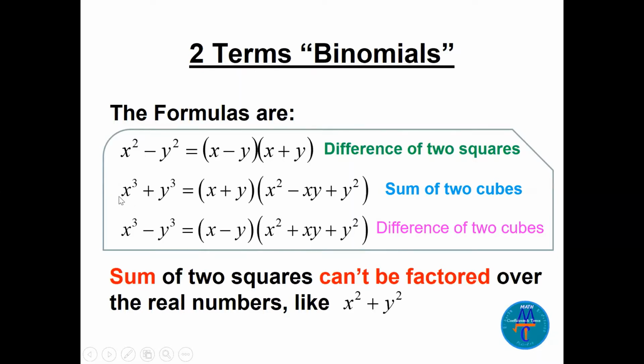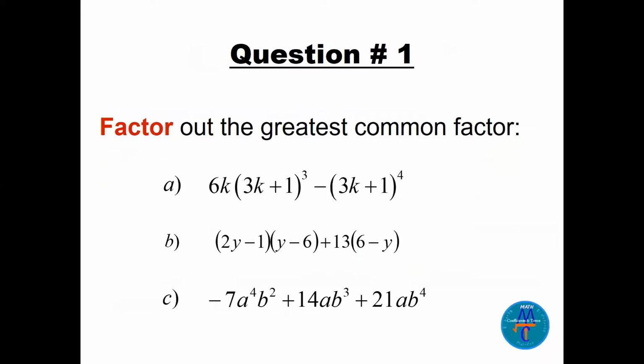This is the sum of two cubes, cube plus cube. This is a cube minus cube. You can find all these. Now remember, x squared plus y squared, we cannot factor in real numbers unless we have complex numbers. Now, question number one. I counted here three questions that are different, so question number one has 3 parts.